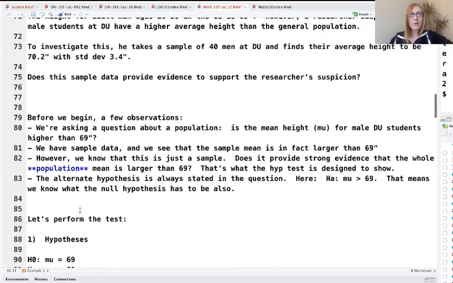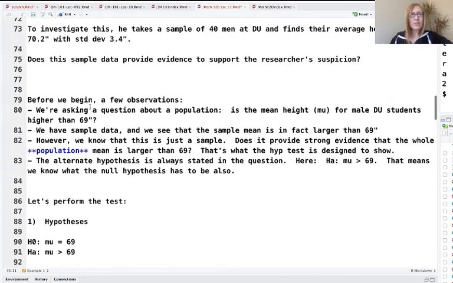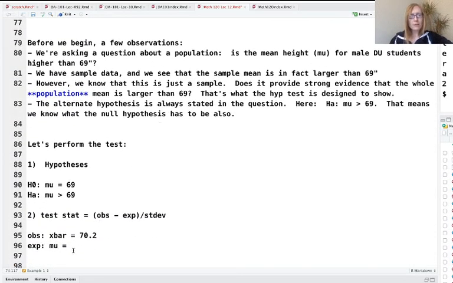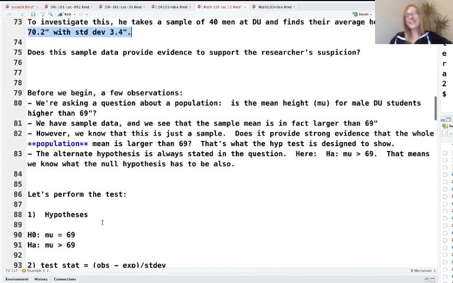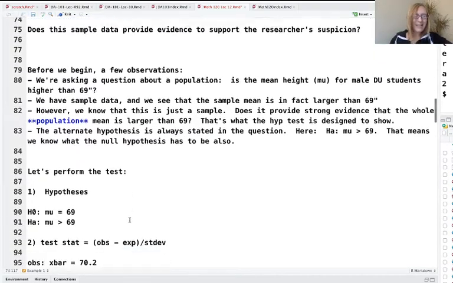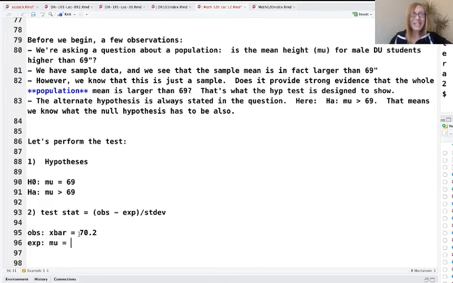And, oh, I forgot, what is it, 3.4? You can see it's right here. I'm getting this information from the sample. 3.4. Oh, no. I'm sorry. I just totally misspoke there. I apologize. Our expectation is the thing that comes from the null hypothesis. Got a little bit ahead of myself. I'm sorry. I better write that.